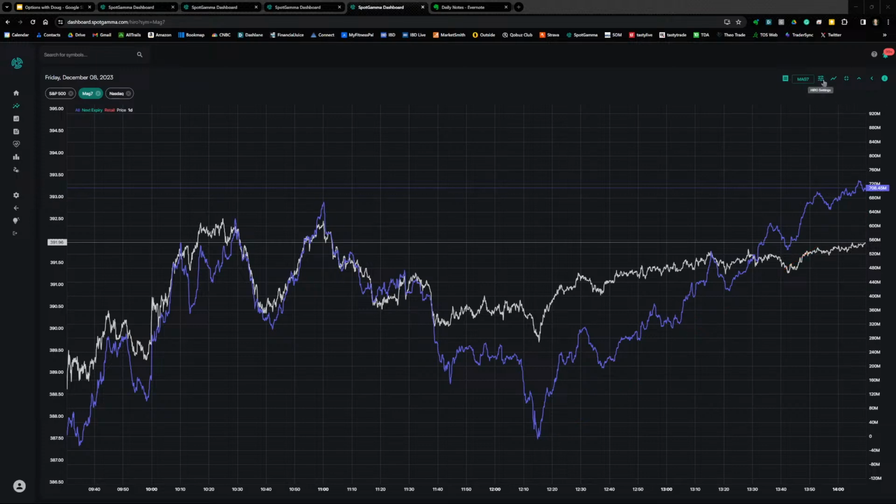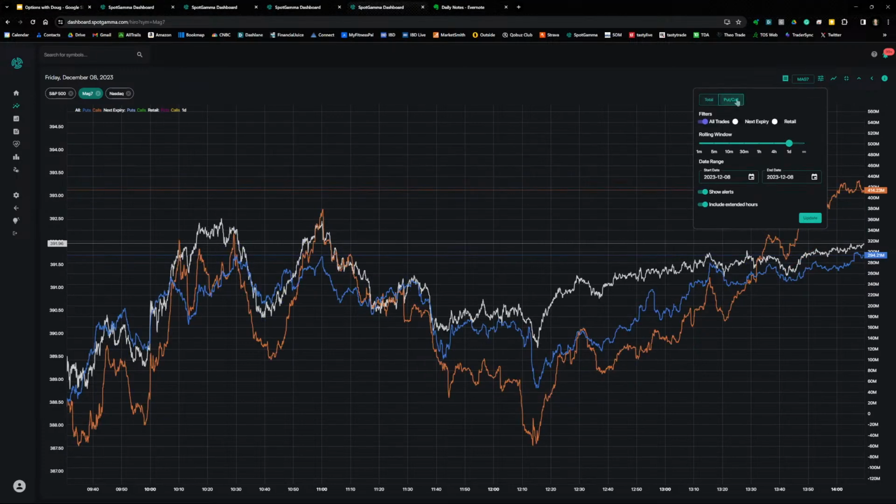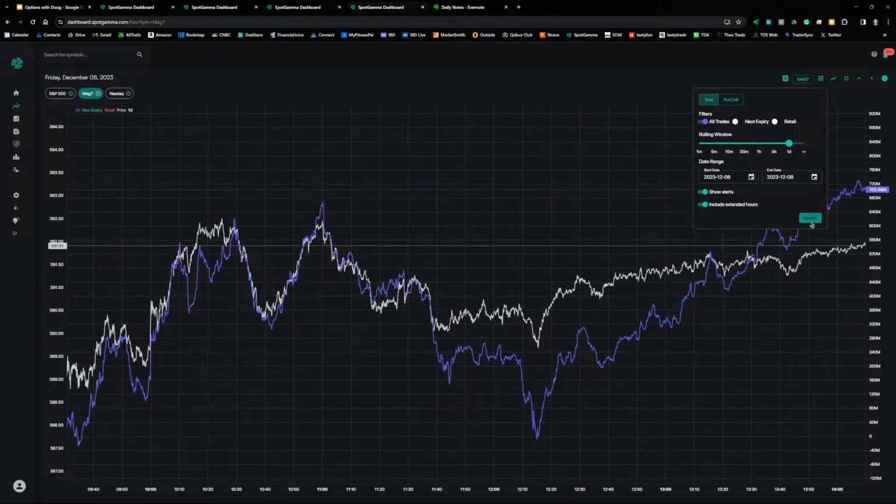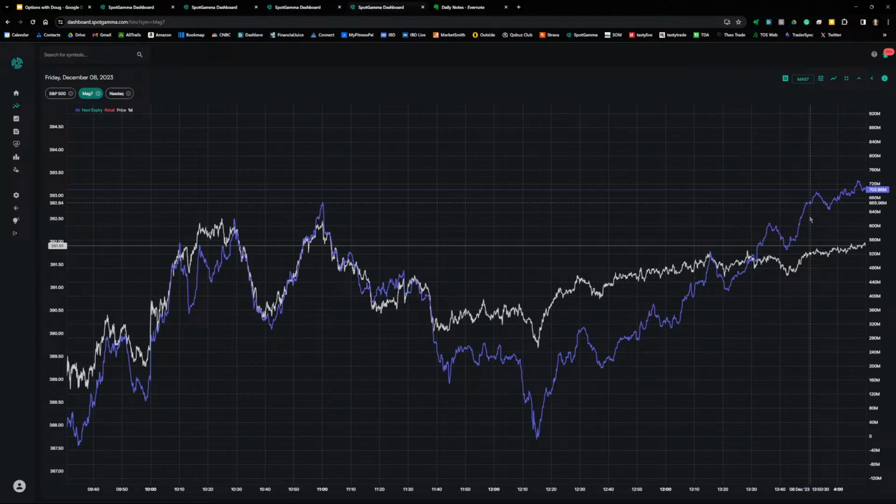All right, let's see what traders are doing. So they're buying calls and selling puts. Orange line shows calls, rising orange line, traders are buying calls. Blue line shows puts, rising blue line indicates traders are selling puts. Positive delta positions. Moving in the same direction today.